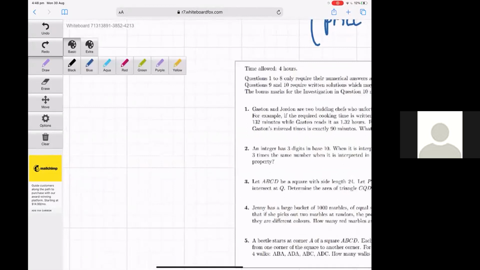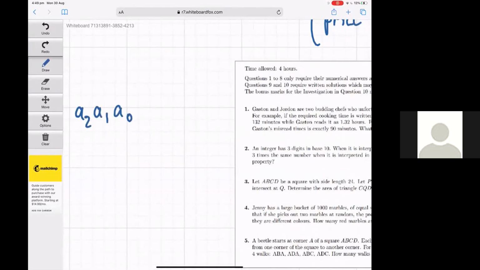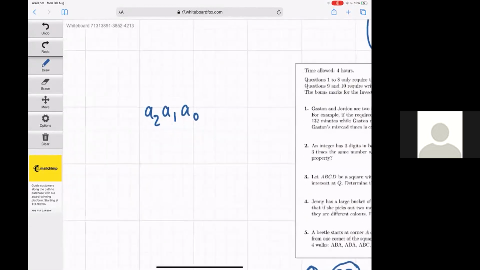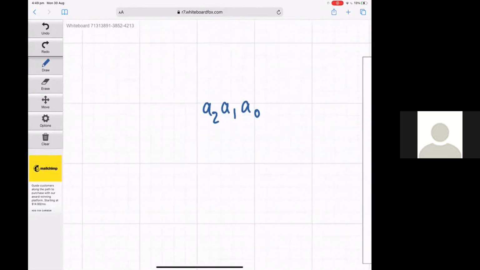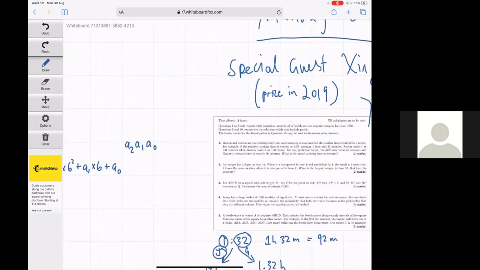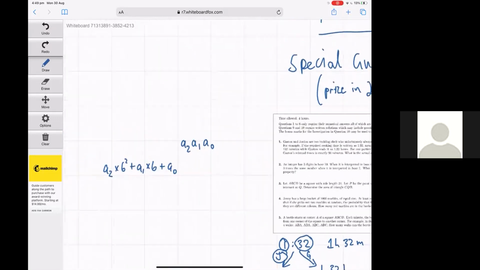So we've got these digits A2, A1, and A0 in order for the 3 digits in base 10. When it's interpreted in base 6 and multiplied by 4, so let's interpret this in base 6. Interpreting this in base 6 and reading it as a base 10 number, we get A2 times 6 squared plus A1 times 6 plus A0. Okay, that's interpreting it in base 6.